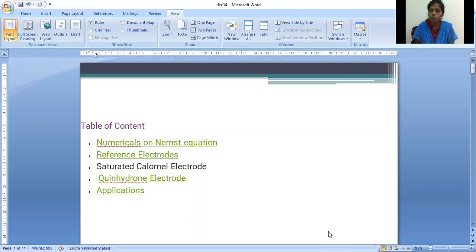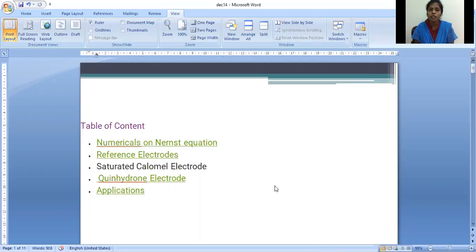The Nernst equation at room temperature is E is equal to E naught minus 0.059 by N log Q or K. By substituting the T value, F value, and R value, we can get the Nernst equation at room temperature. Yes. So that was the previous class.